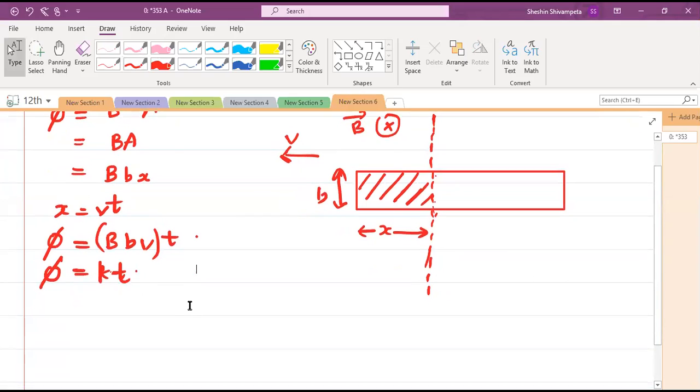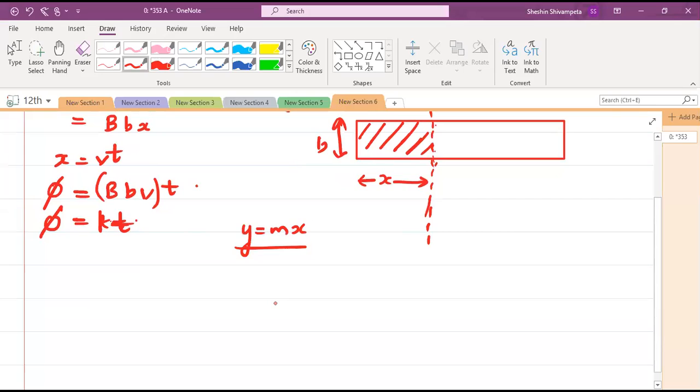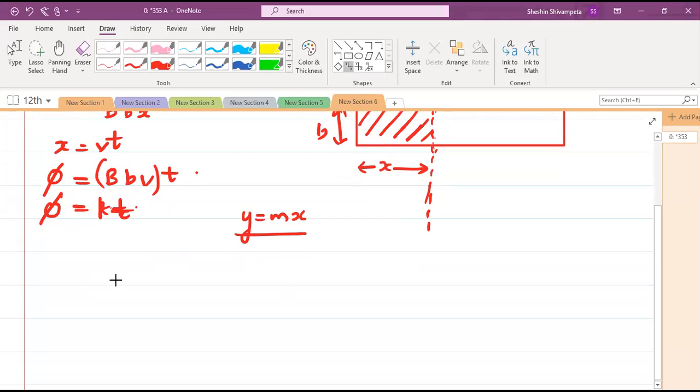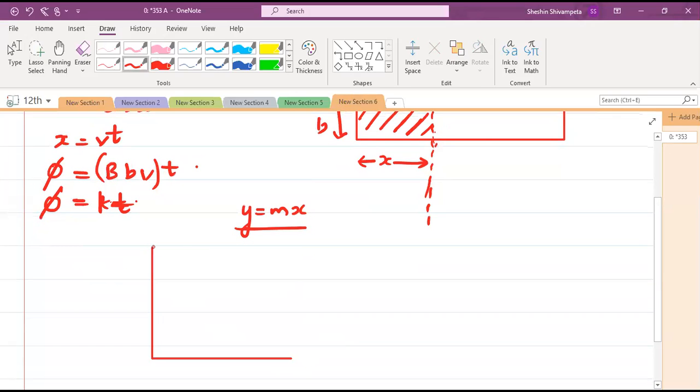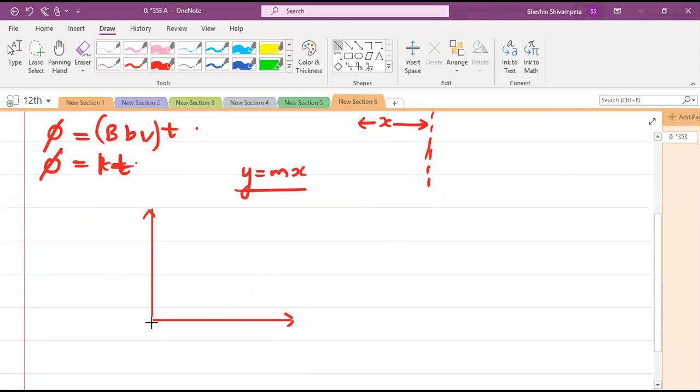समझ आया ना? So this represents which graph here? Flux versus time मतलब कौन सा ग्राफ होगा? Straight line passing through the origin because it is in the form of y is equal to mx. ठीक है? So if I draw the graph here, initially you'll get a straight line. ठीक है, यहाँ तक तो ठीक है. That's the first case.